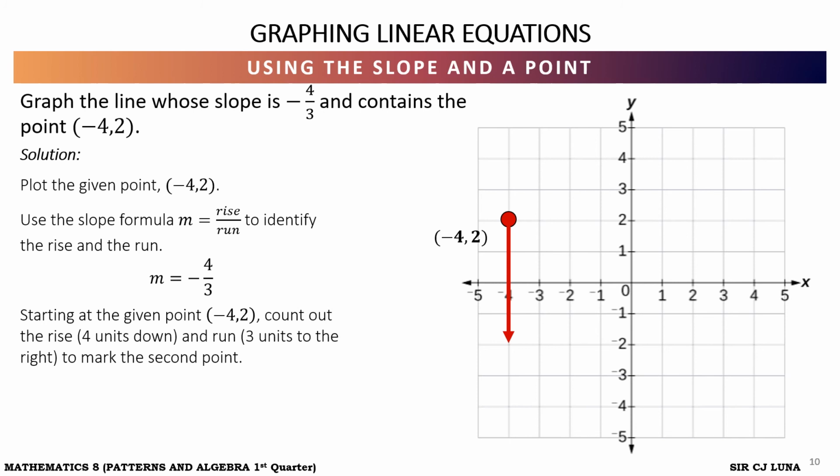Next ay magbibilang tayo ng 3 units to the right. Yun ang ating run. So, 3 units to the right, and that is now our second point, which is (-1, -2). Okay? So, after mong malaman yung dalawang points ngayon, connect them with the straight line, and that's the graph of our linear equation.